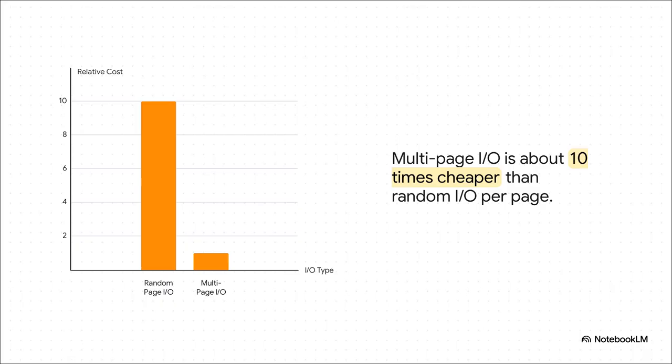And this chart really shows the first big reason why this is so much better. A random disk access, that's like making a separate trip for one book. A sequential multi-page access is like grabbing a whole cart of books, walking down a single aisle, and shelving all of them at once. The paper estimates this simple change makes the I/O about 10 times cheaper per page.